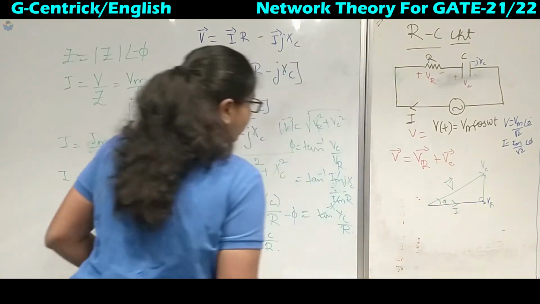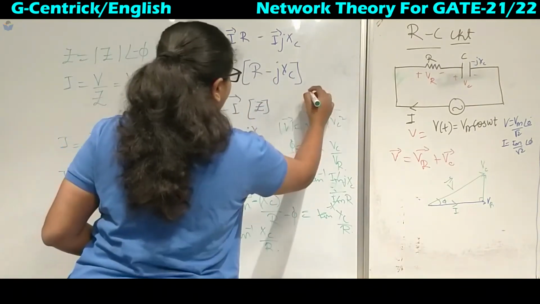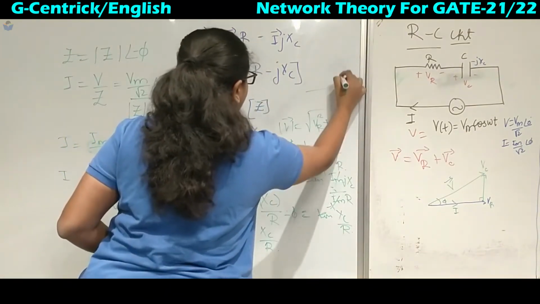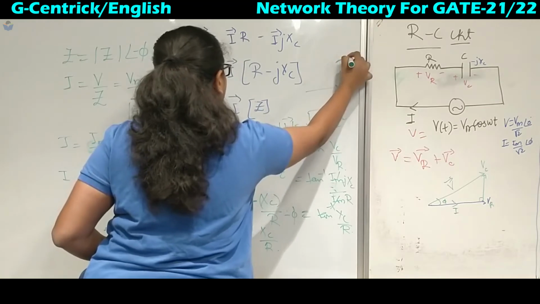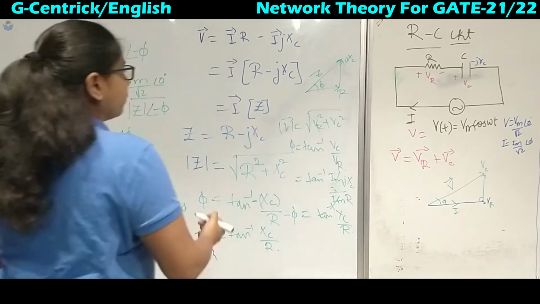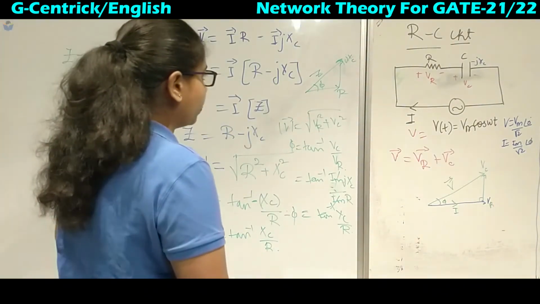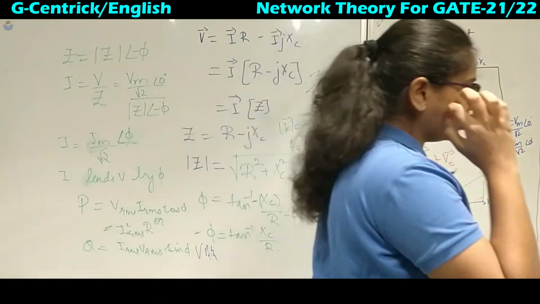This is phi. So if you have to draw the impedance triangle also, it will be the same. Here it is R, then here you have got minus jXc, then here you have got Z, and this is phi. So this is how you can write the impedance triangle. So now this is about the RC circuit in series.